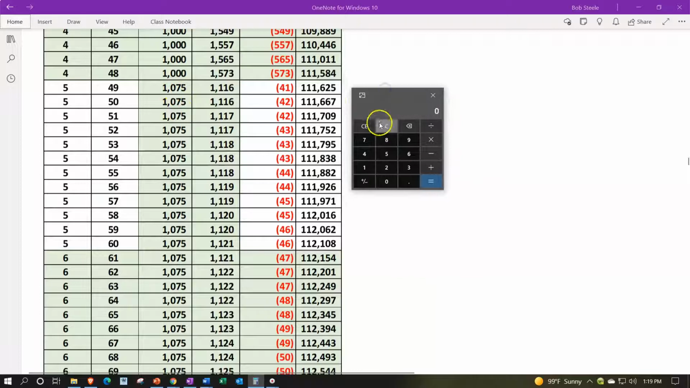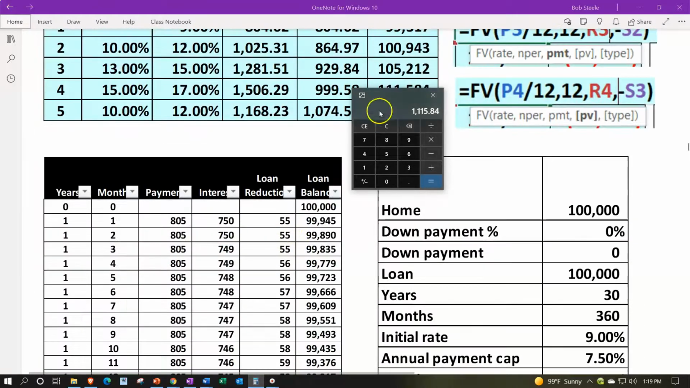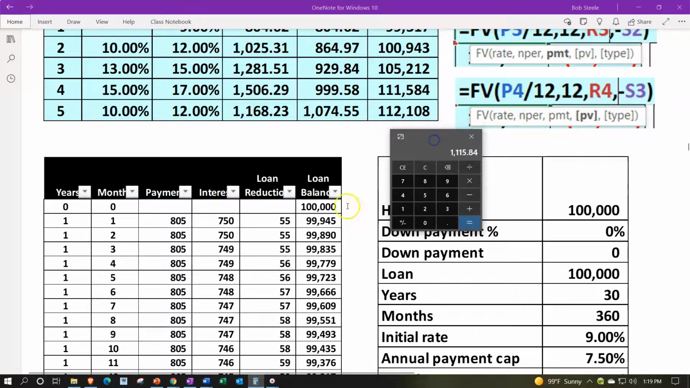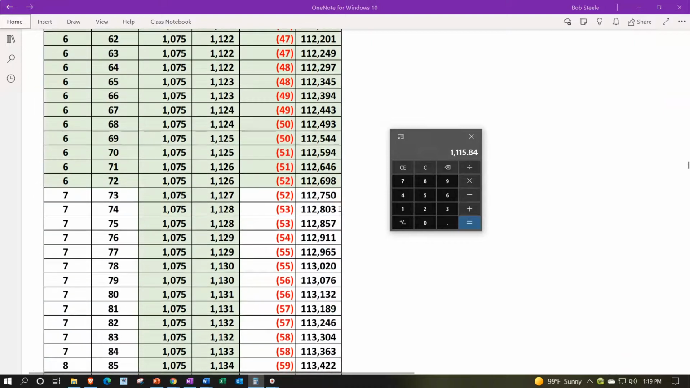If I take the prior balance of the 111,584 times 0.12 divided by 12, we get the 1,116. Again, we got that negative amortization ends off after year 5, 112,108. So that's going to be matching 112,108 that we calculated on the ending balance. Now, we stopped at 5 years.